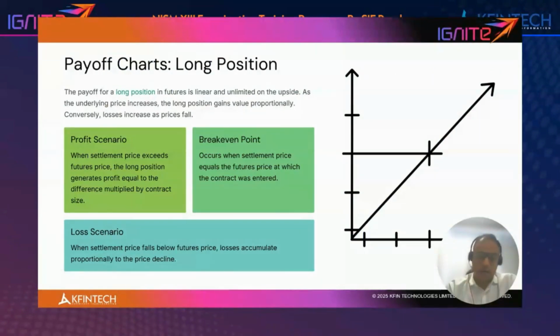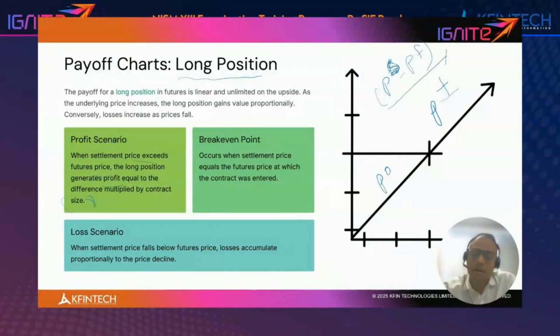Let's understand the payoff charts for the long position. So we know long position will benefit when the prices rise. When the settlement price exceeds the future price, the long position generates profit equal to the difference multiplied by the contract size. So similar to equity and currency positions, the difference in price, let's say PF, which is the future price, or PS, which is the settlement price, minus PF into the contract size.